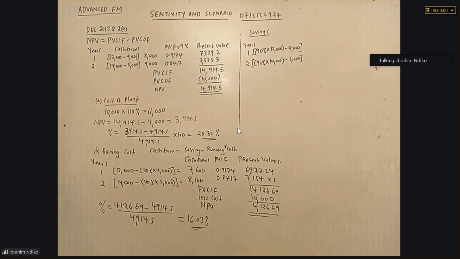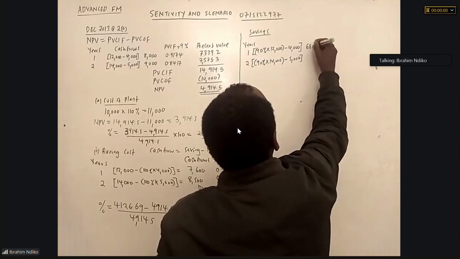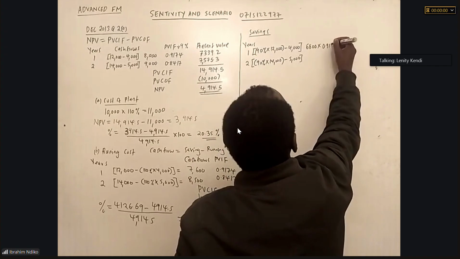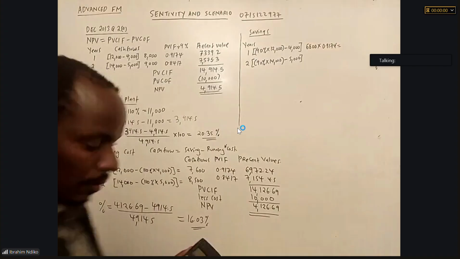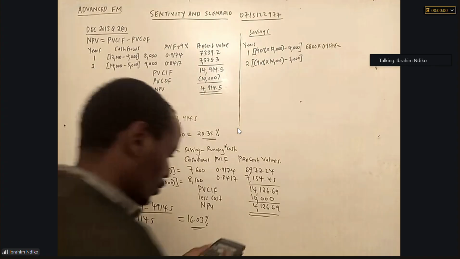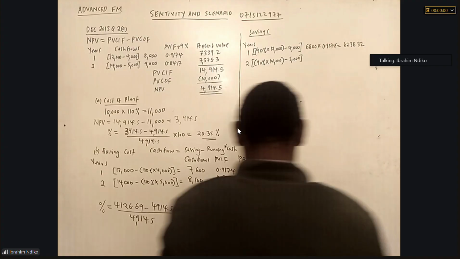So with that one, now we can get let's say 0.9 times 12,000 minus 4,000. 6,800. Yes. 6,800. Then we multiply by our present value, which is 0.9174. Times 0.9174. 62. 238.32. 32.